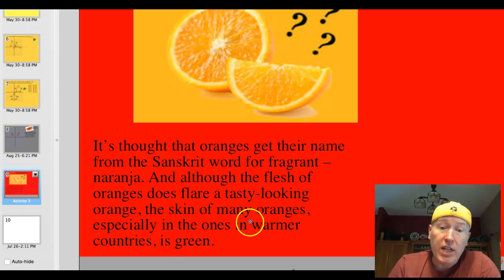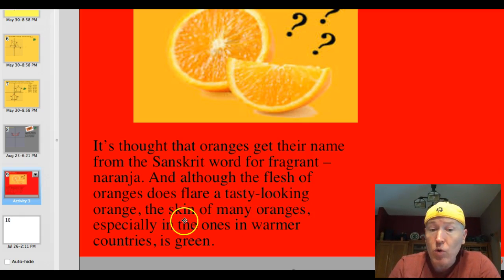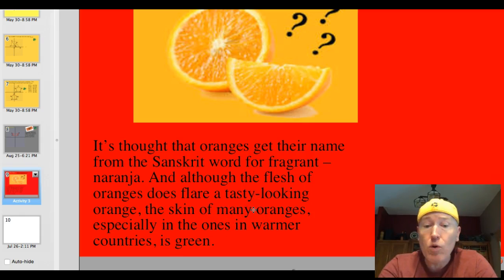The flesh of it does flare a tasty looking orange, but the skin of many oranges is actually green. Did you know that? Oftentimes they are exposed to some sort of a chemical that will turn them orange, or they're dyed orange. But typically, in most places, they are green.